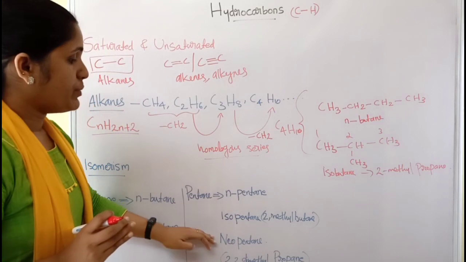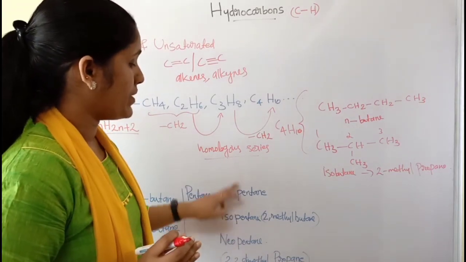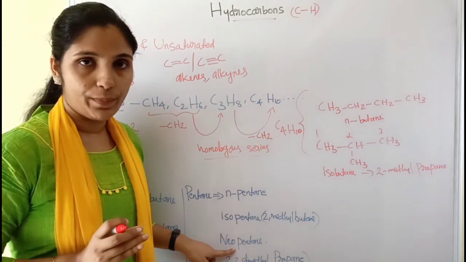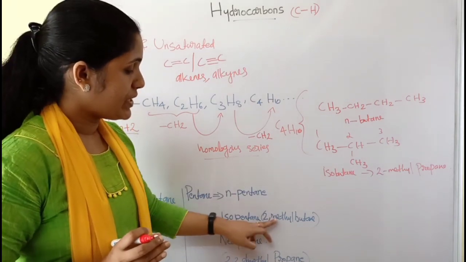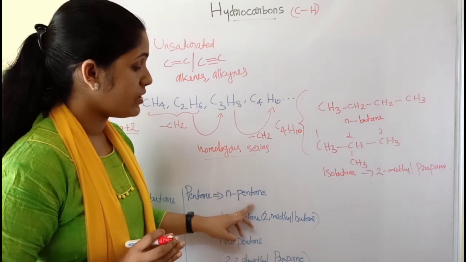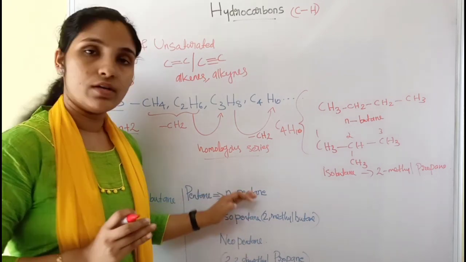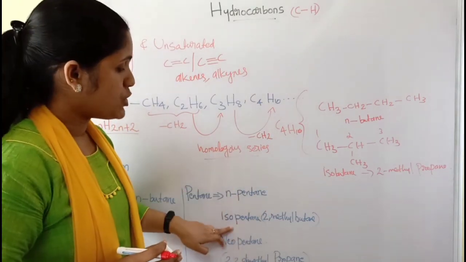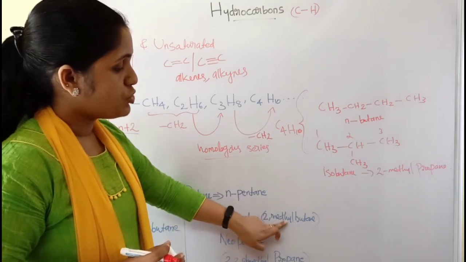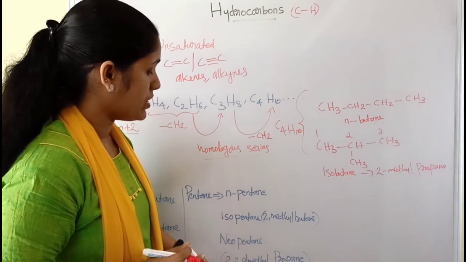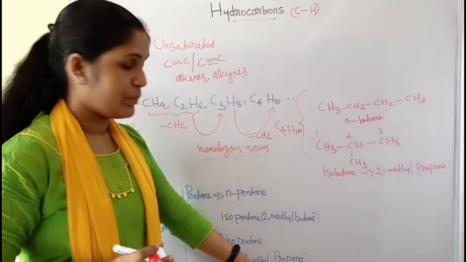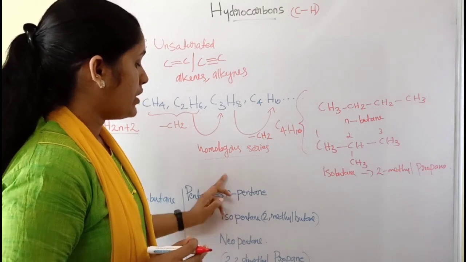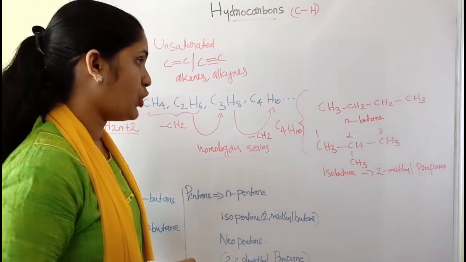Now let's see the isomers of pentane. Pentane exhibits 3 isomers: normal pentane, isopentane and neopentane. And note down the IUPAC names of these compounds. Normal pentane, its IUPAC name is the same, pentane, or n-pentane, whatever we can write. Then isopentane, its IUPAC name is 2-methyl butane, and for neopentane it is 2,2-dimethyl propane. So let's draw the structures of n-pentane, isopentane and neopentane.